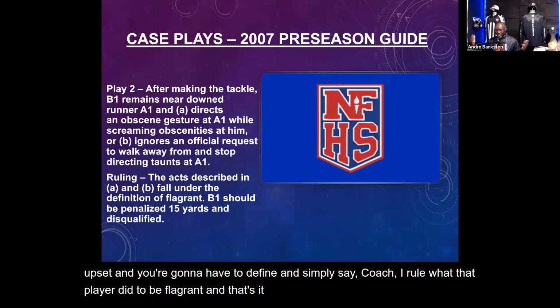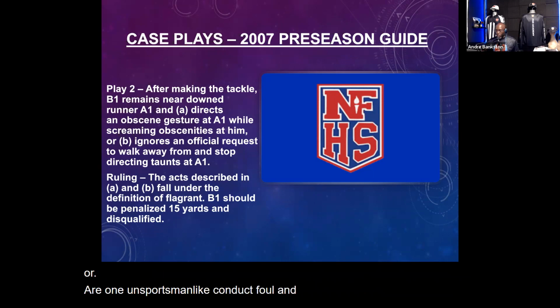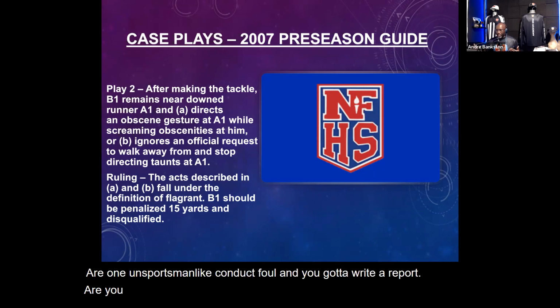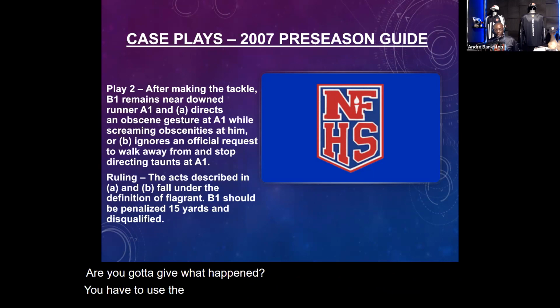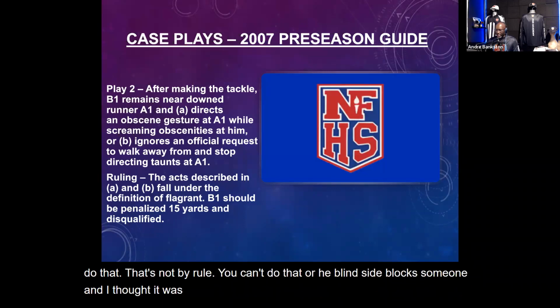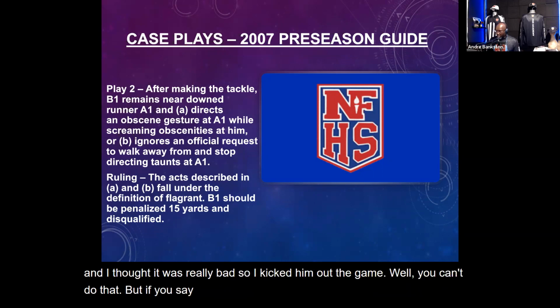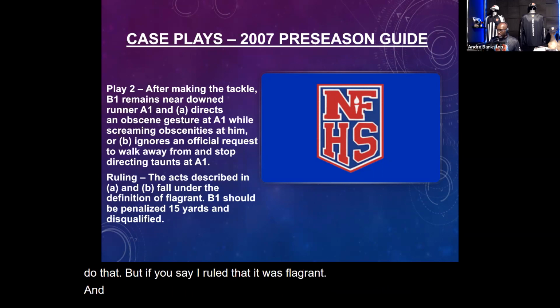If you want to give any more description, you may, but understand if you're going to disqualify a player for one personal foul or one unsportsmanlike conduct foul, and you have to write a report or give what happened, you have to use the word flagrant. Just saying, oh, he got one disqualification and I kicked him out of the game, you can't do that. By rule, you can't do that. Or he blindside blocked someone and I thought it was really bad, so I kicked him out of the game. Well, you can't do that. But if you say, hey, I ruled that it was flagrant and I'm standing by that, then the player will be disqualified, right?